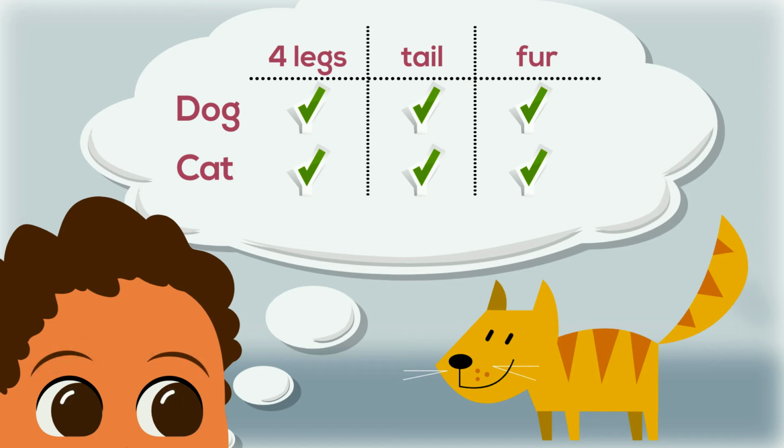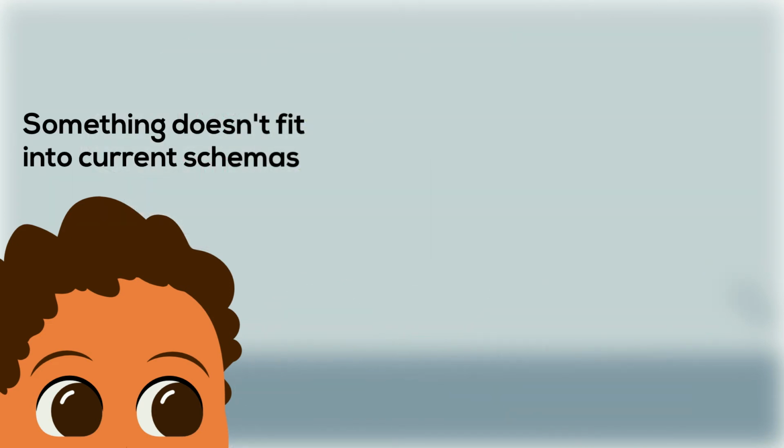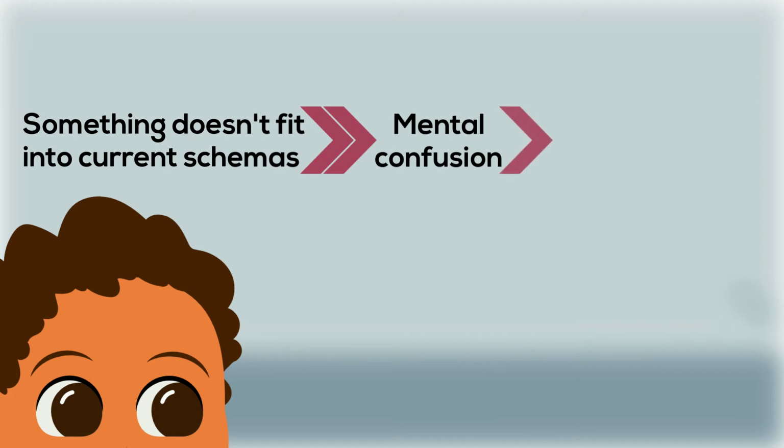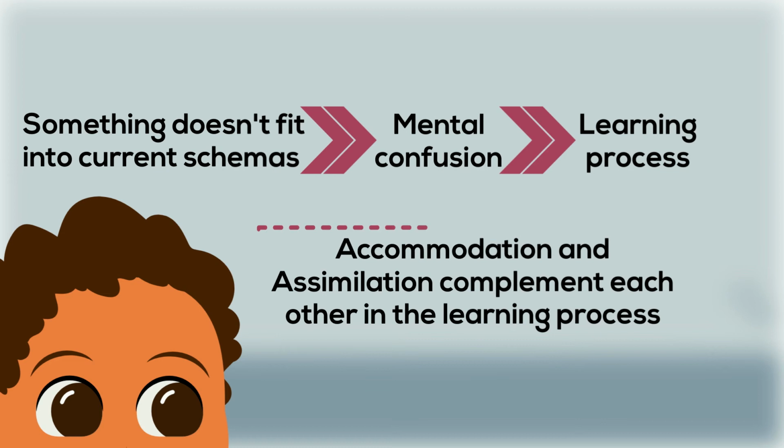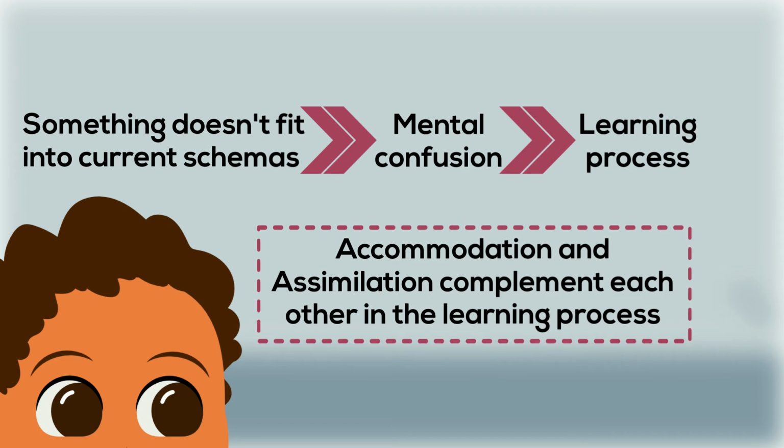Therefore, when a child encounters something that doesn't fit into their current schemas, their mental confusion can drive their learning process. This means that accommodation and assimilation complement each other in the learning process and play a vital role in each stage of cognitive development.